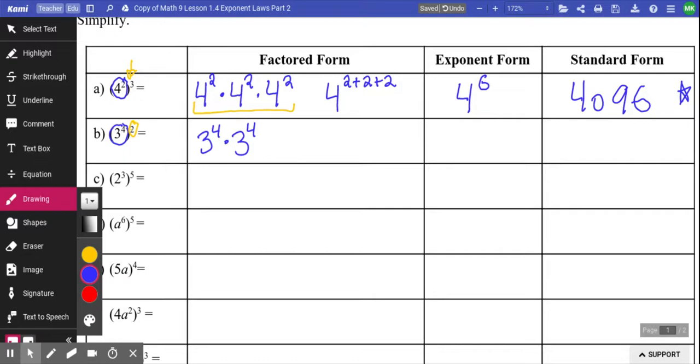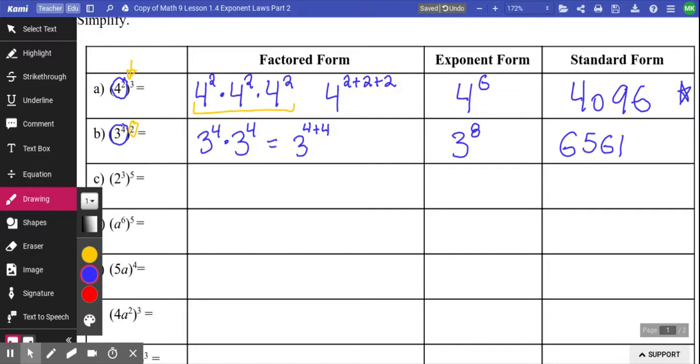We learned last week when you're multiplying bases, you add the exponent. So this becomes 3 to the power of 4 plus 4. That means we have 3 to the power of 8. It's 6,561. Thank you. 6,561 is the standard form.